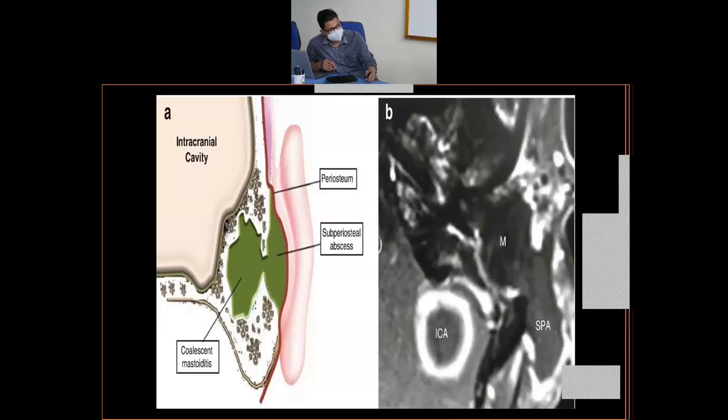That green color actually represents accumulation of pus. And as you can see, it breaks the mastoid wall on the lateral surface. It breaks the mastoid wall and the pus comes outside, which later on will lead to abscesses. That is the extratemporal complication. Okay.